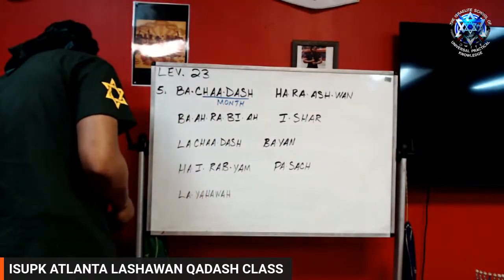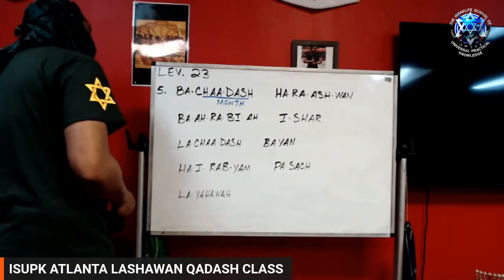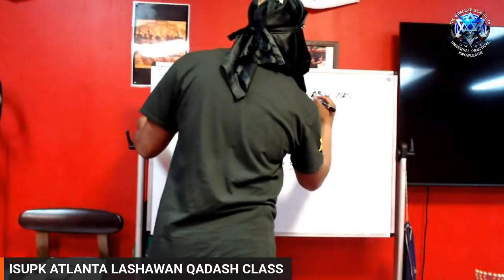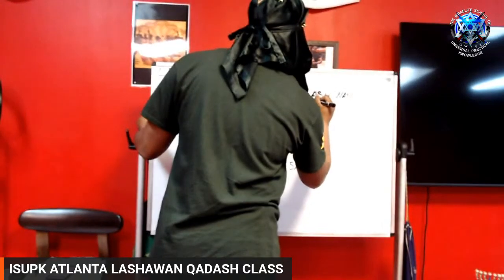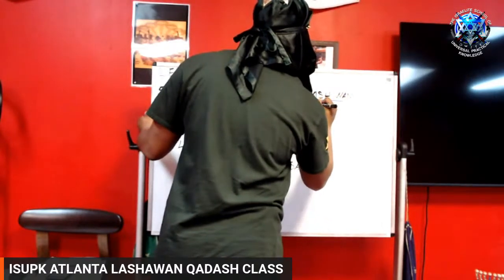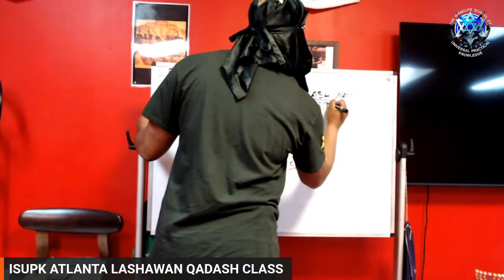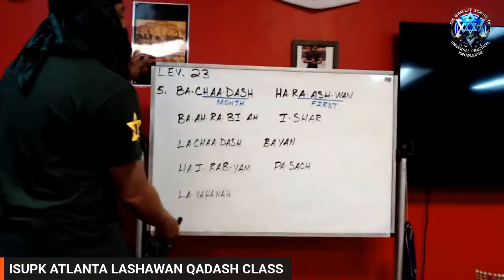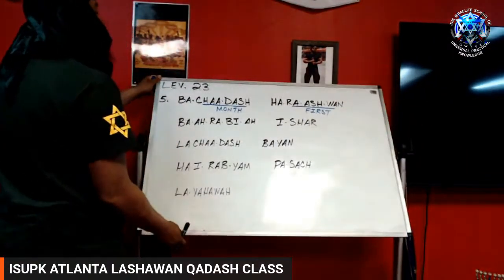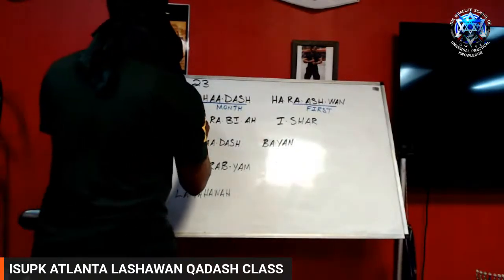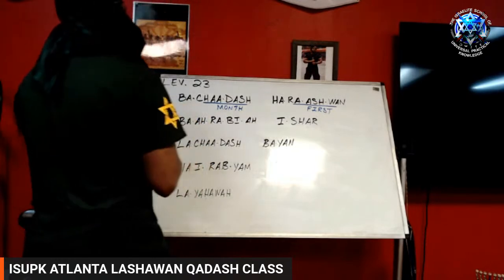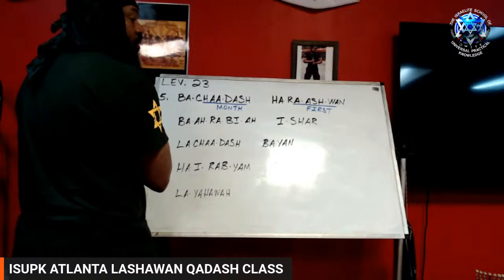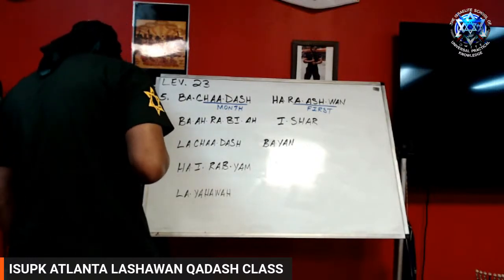Continuing on. Ra'ashwan. Ra'ashwan is a linear first. First. Okay? Cool. All right. So now we have Ba'irabai. Okay? Ba'irabai. Right?